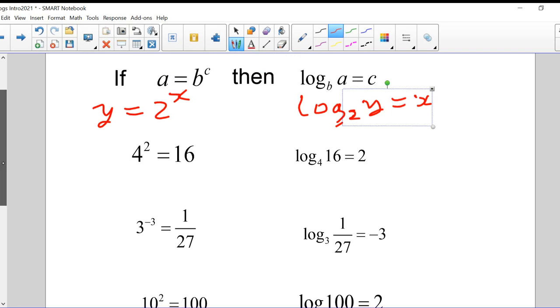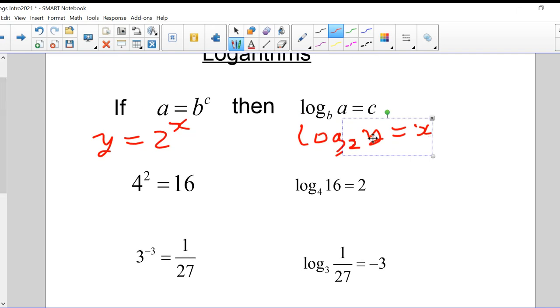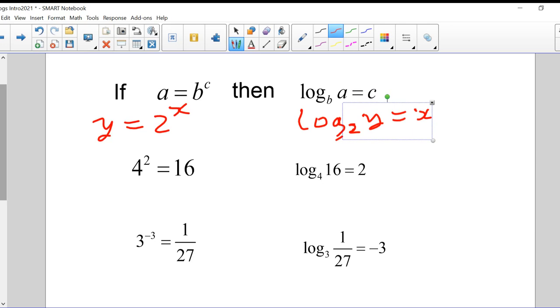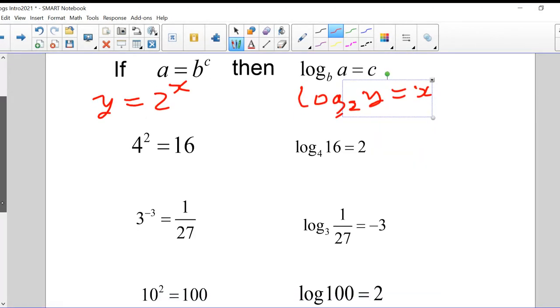Look back at the first one I wrote. That x became the log. The log base 2 of y was x. This 2 became the log: the log base 4 of 16 is 2. This minus 3 became the log: the log base 3 of 1 over 27 is minus 3, and so on and so forth. So whatever was the exponent becomes a log.